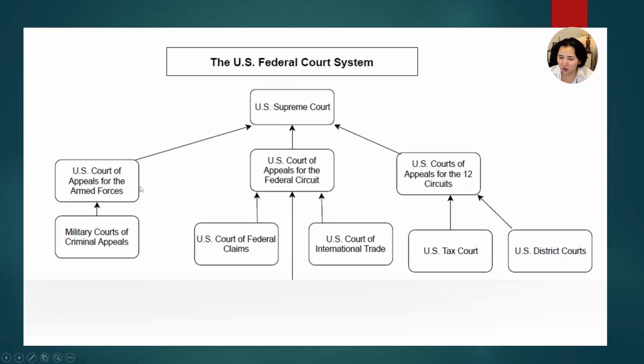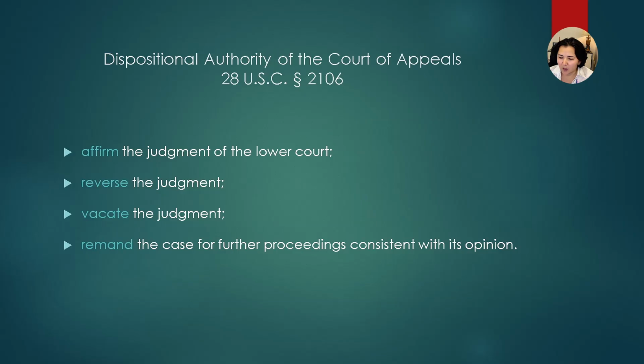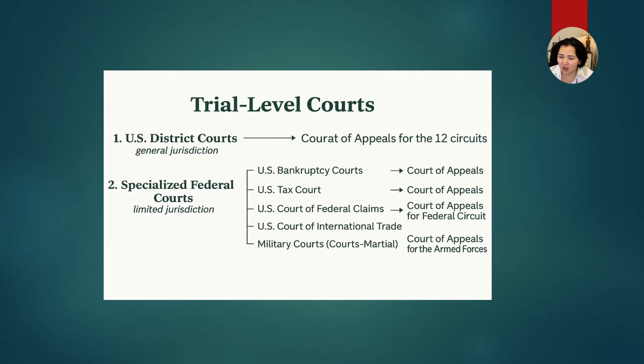You may also see the U.S. Court of Appeals for the Armed Forces. This court operates parallel to the federal courts because it is not part of the Article 3 judiciary and functions within the military justice system under the executive branch. It is included here because its decisions may be reviewed by the U.S. Supreme Court.